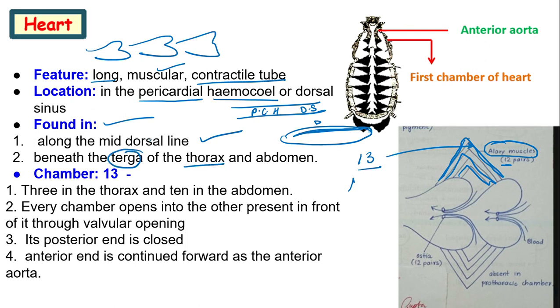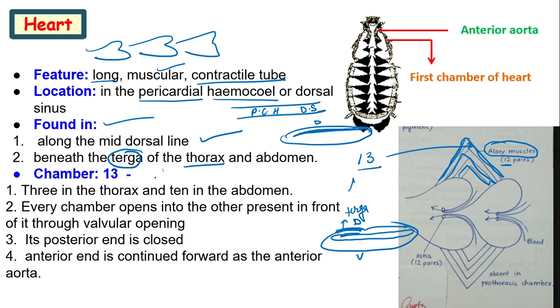What is terga? If you remember, terga is nothing but the sclerite which is present on the dorsal side. So beneath the terga of the thorax and abdomen. If this is the cockroach, this is the dorsal side, this is the ventral side. The sclerite of the dorsal side, what do we call it as? We call it as terga. So beneath the terga, what is present? Your heart is present, right?